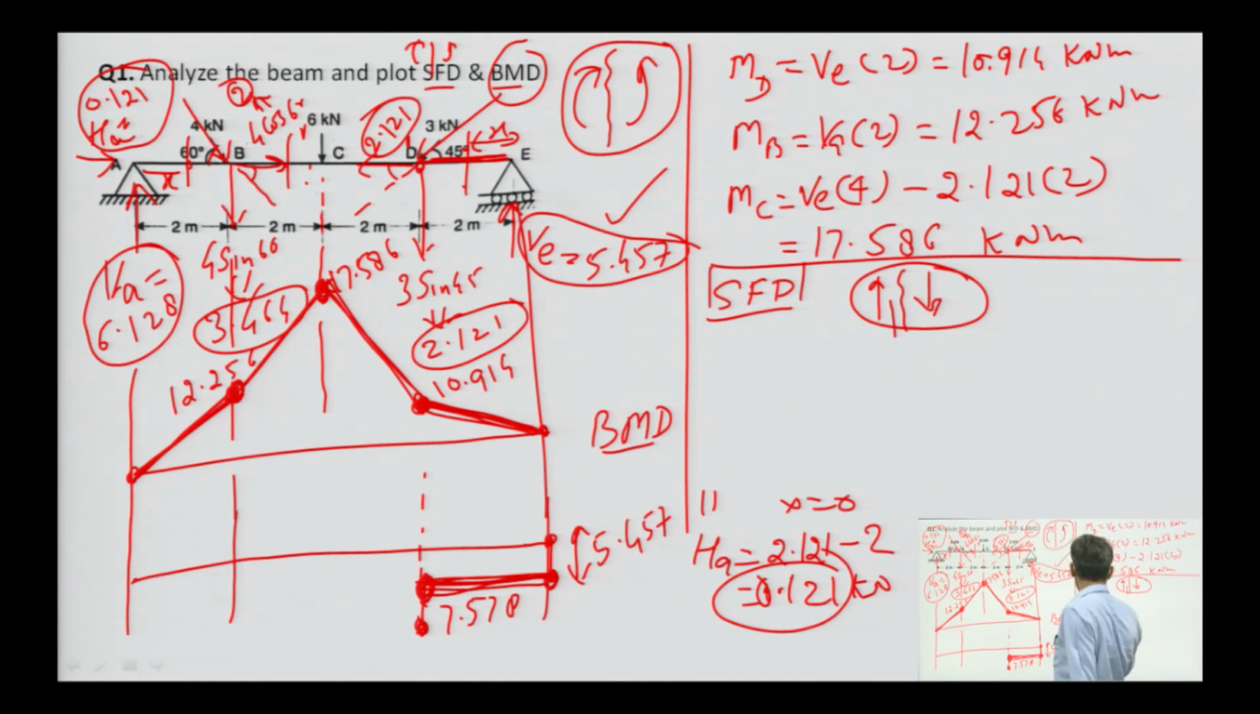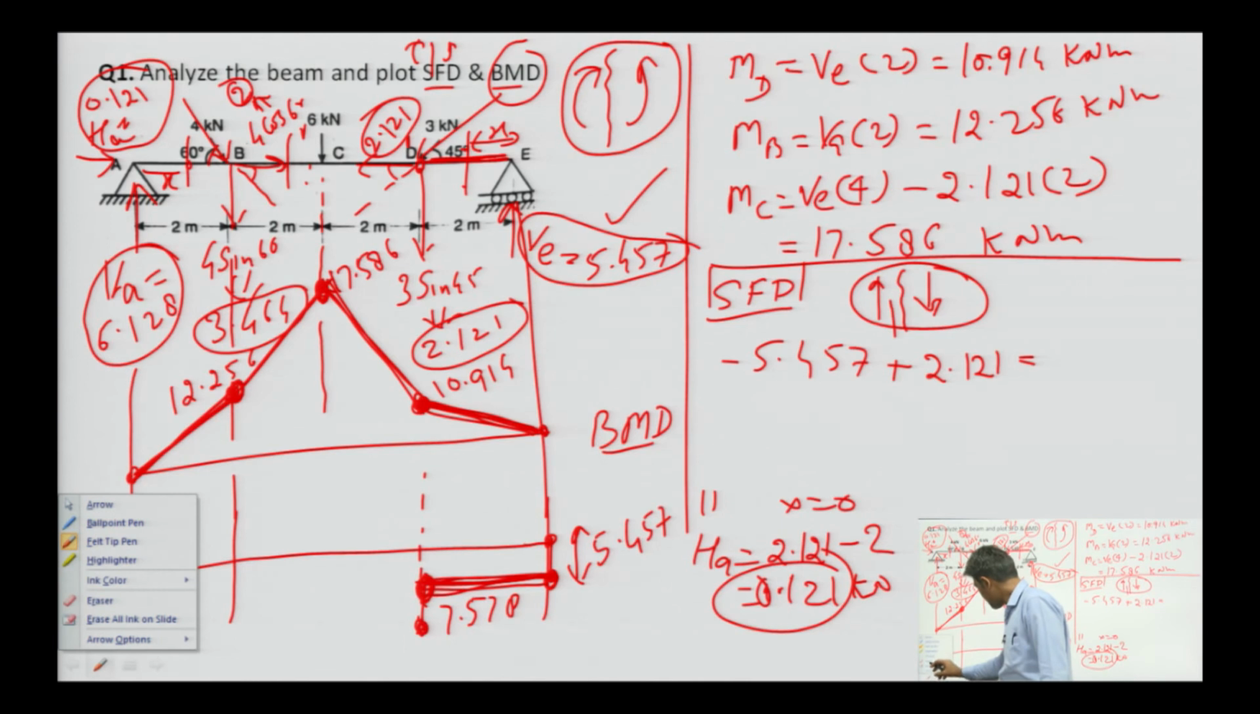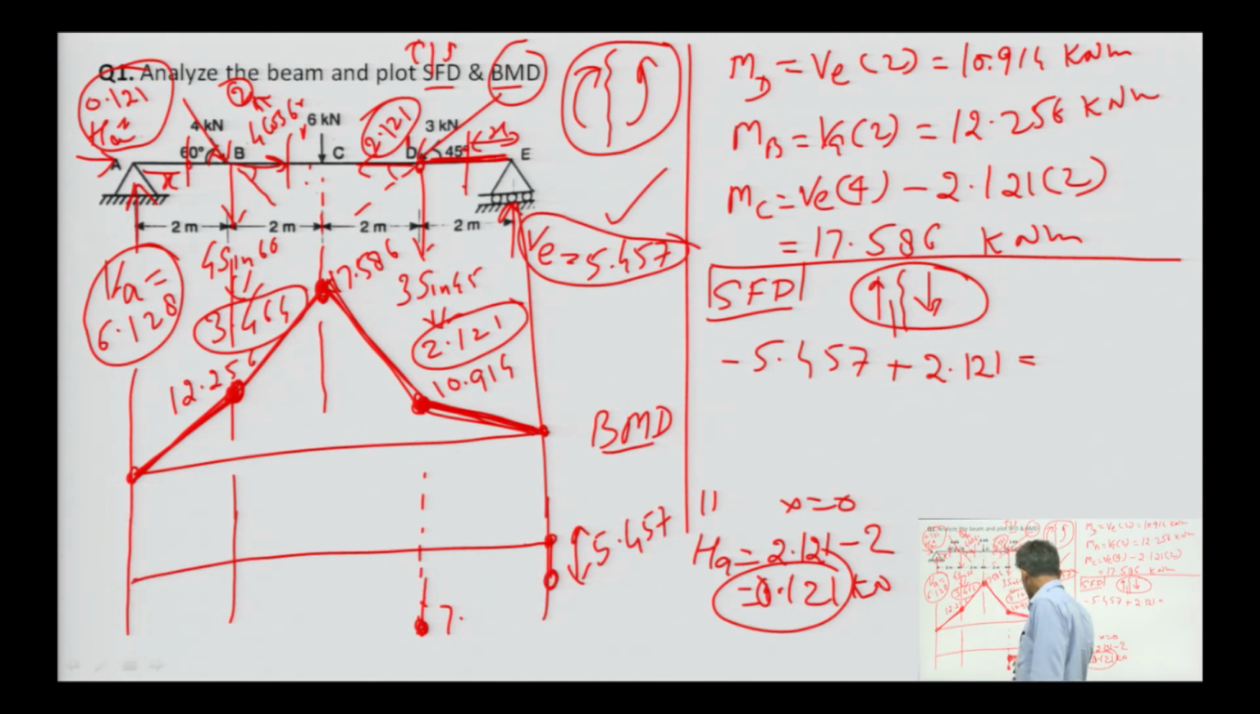Okay. So, what will be the value? Minus 5.457 plus 2.121. What will be that? Prior to that it was negative. So, addition means we should take care of this sign. This is not like that. We need to erase here.